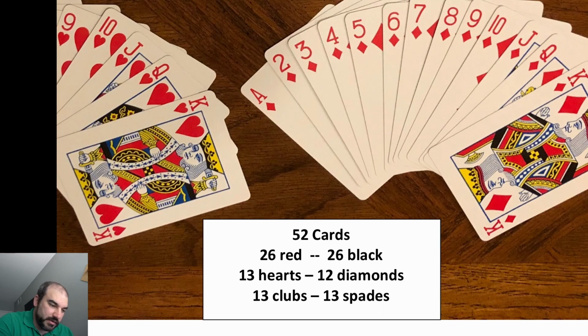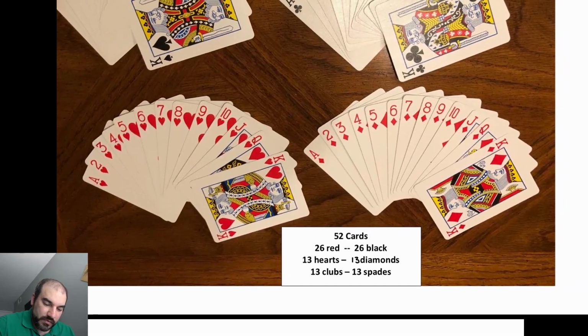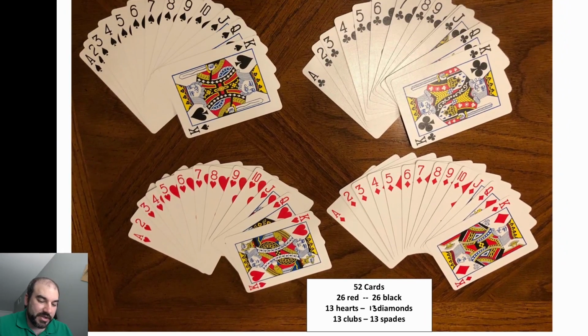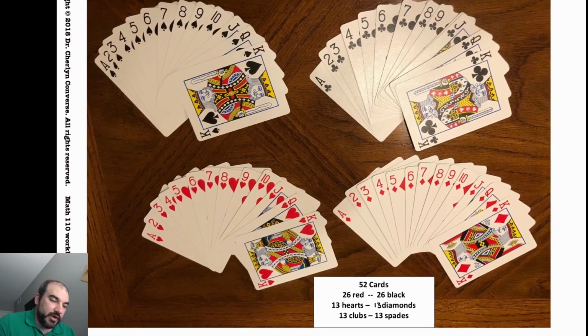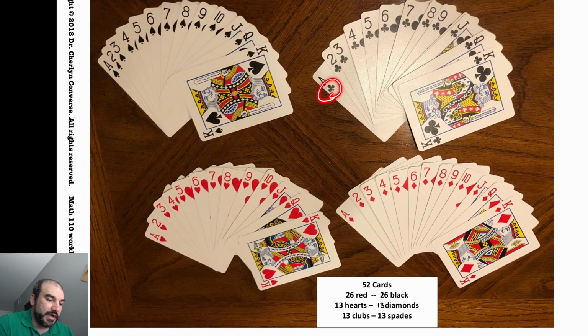Actually, can I fix this though? Perfect. That should say 13 diamonds, 13 hearts, 13 clubs, and 13 spades. So what do those mean? Those are the different little symbols on each card. Okay, you see that these are gathered into four different groups.